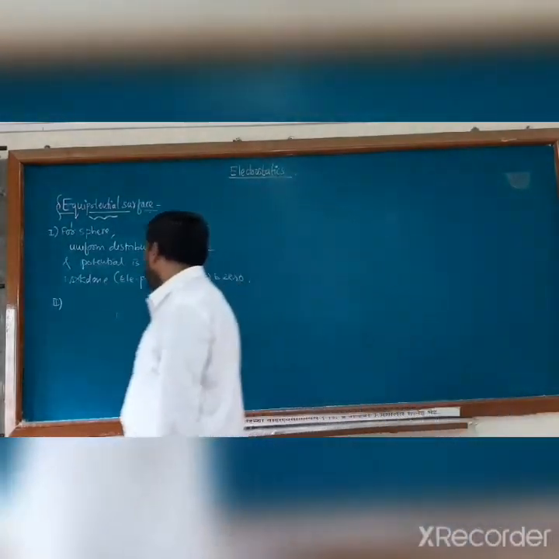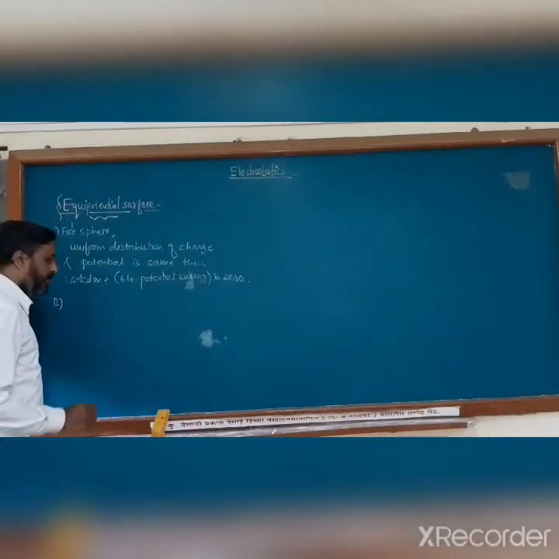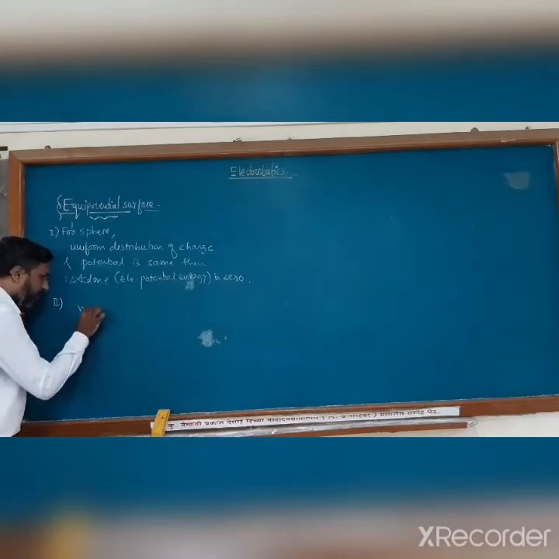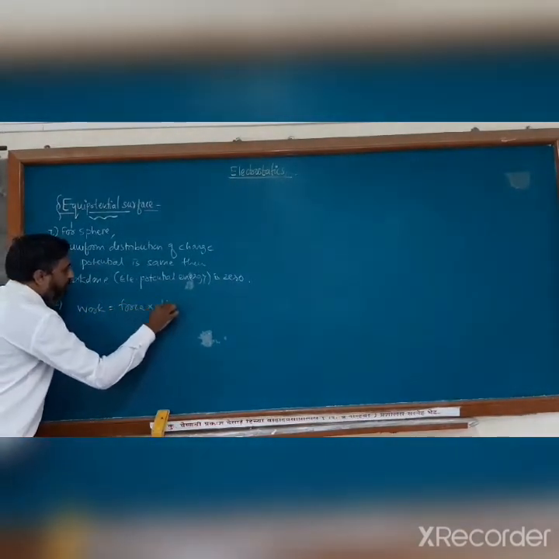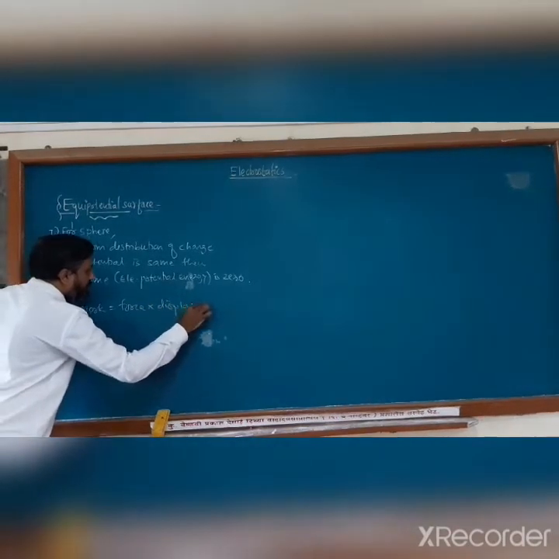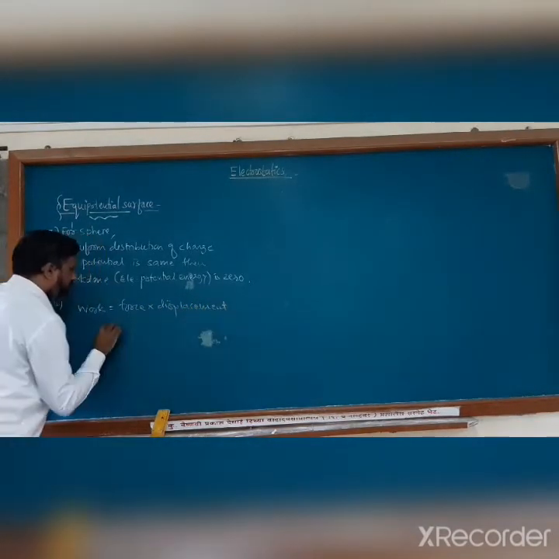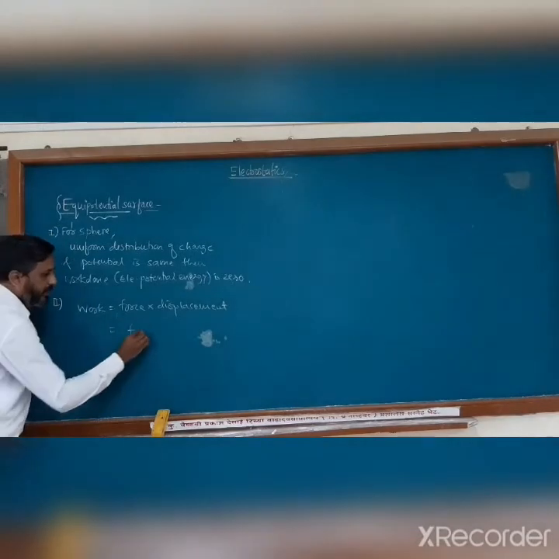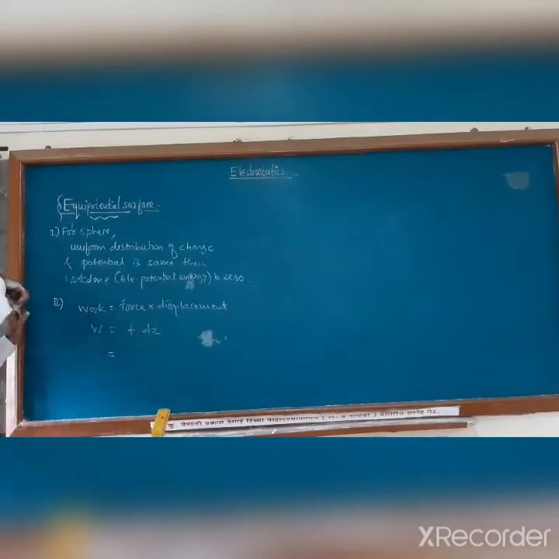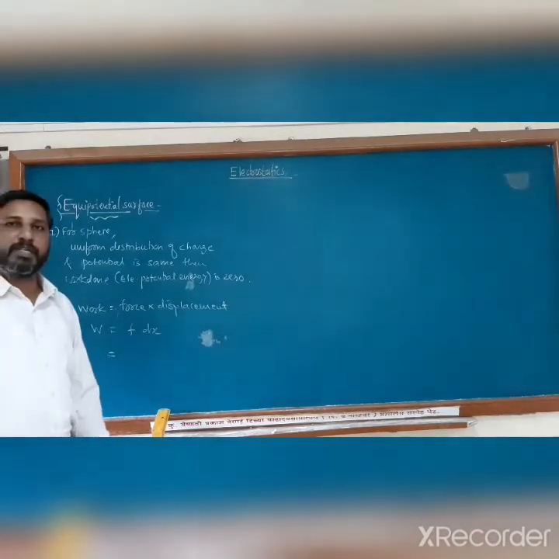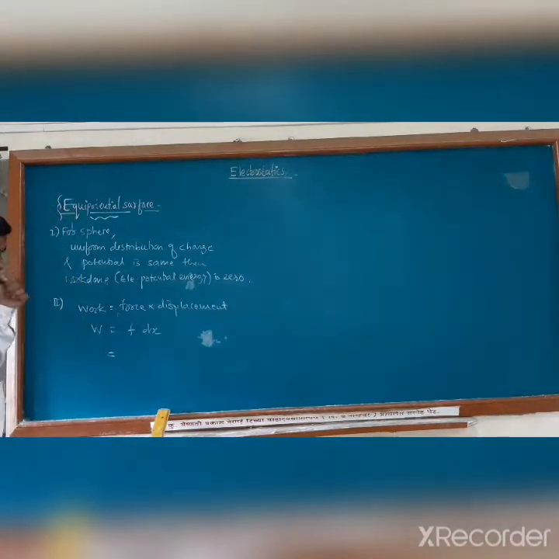Now the work done. What is the basic formula for work done? The basic formula for work done is work equals force multiplied by displacement. So I am writing the force is F and the displacement is dx. Now work done is which type of quantity? Then it will be very simple. Work done is a scalar type of quantity.